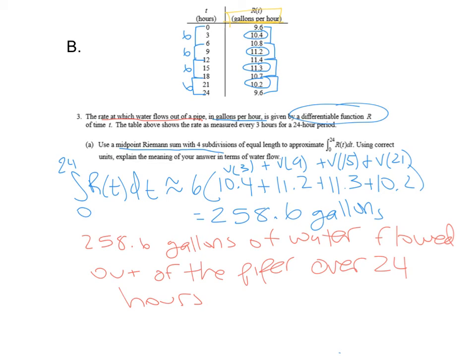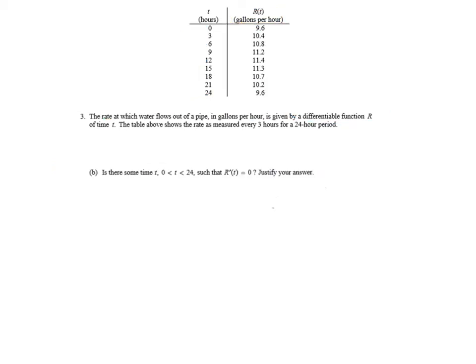Okay, sorry, I missed my whiteboard. All right, same problem. Part B: is there a time from 0 to 24 such that r prime of t equals 0? So think about what that means. The derivative equals 0. Does that have to happen?